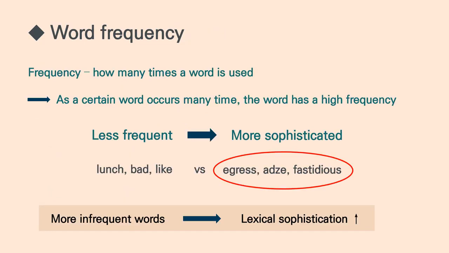Frequency of a certain word is related to how many times a word is used in language. As a certain word occurs many times, the word has a higher frequency. In terms of lexical sophistication, less frequent words are considered more sophisticated. For example, compared to words such as lunch, bed, like, words such as egress, ascertain, fastidious are less frequent and thus are considered more sophisticated. Texts which contain more infrequent words are judged to have a higher level of lexical sophistication.